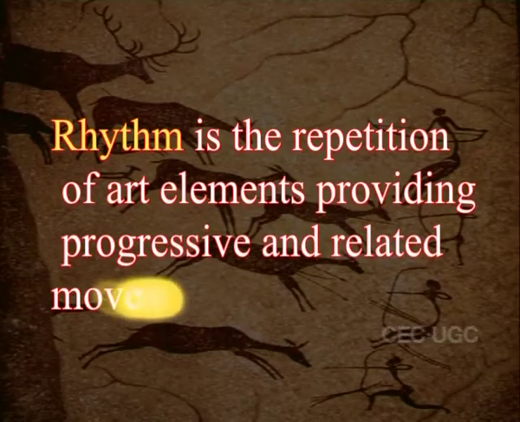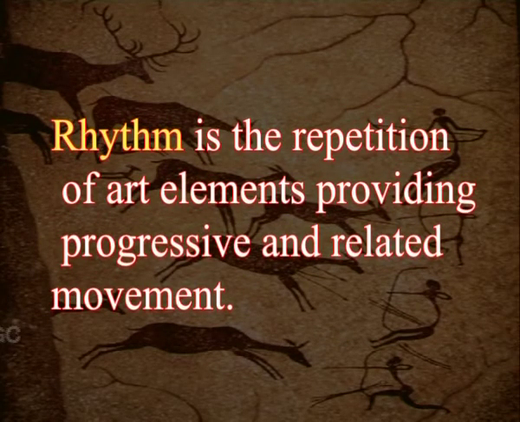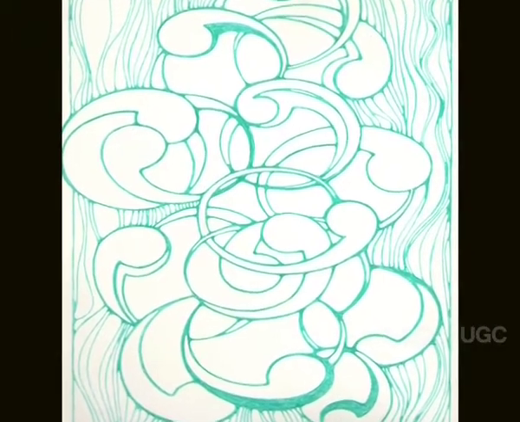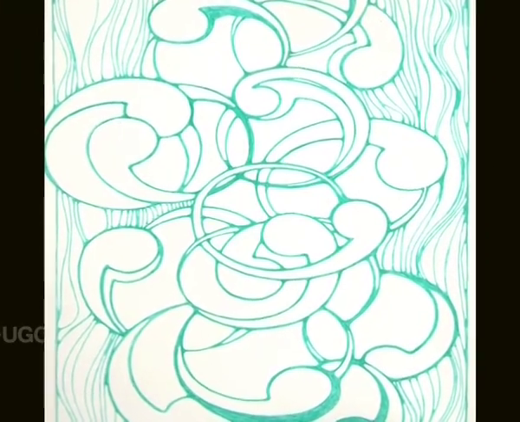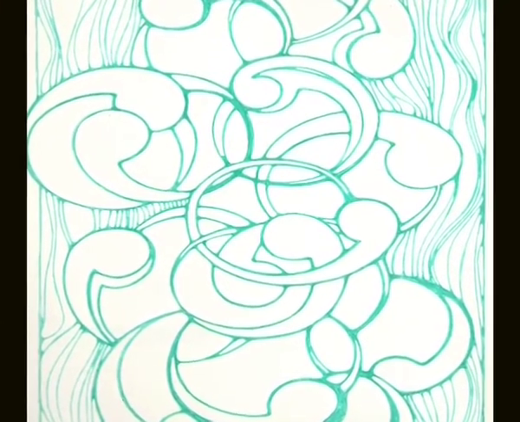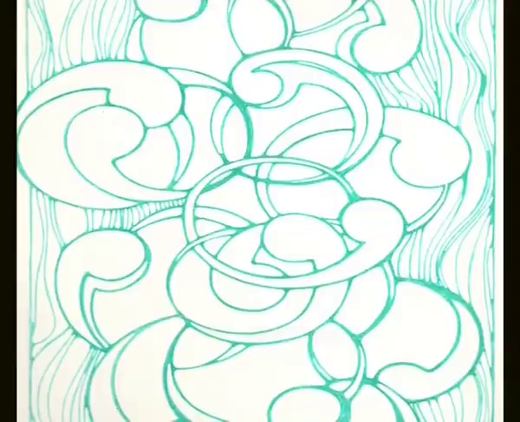For instance, an element that is further into the background is smaller in scale and lighter in value. Whereas rhythm is the repetition of art elements, providing progressive and related movement. Similarity of elements or flowing circular elements will give a more connected, flowing rhythm to a picture, while jagged or unrelated elements will create a more unsettling, dynamic picture.